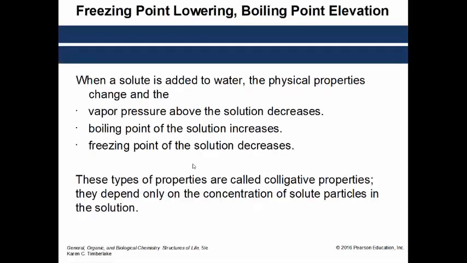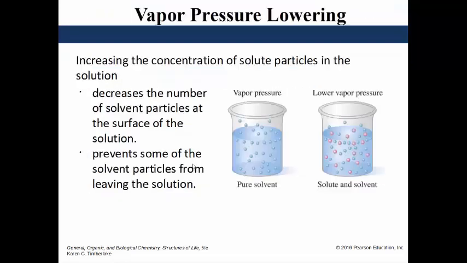Alright, next we'll talk about freezing point lowering and the boiling point elevation. When a solute is added to water, physical properties can change. The vapor pressure above the solution can go down, the boiling point can increase, and the freezing point can also decrease. These types of properties are called colligative properties. They only depend on the concentration of the solute particles in the solution. So the higher the concentration of the solute, the higher the impact you'll have on the solution in general. Alright, first we'll talk about vapor pressure lowering.